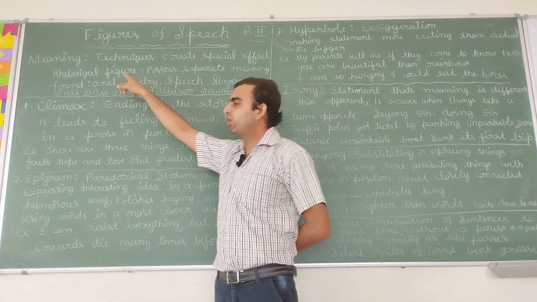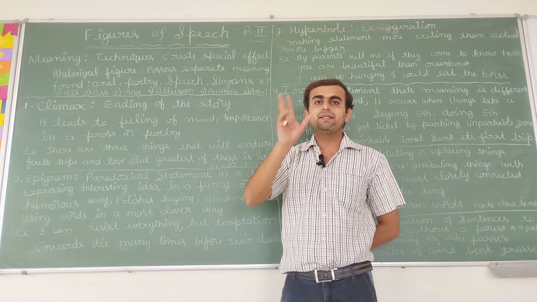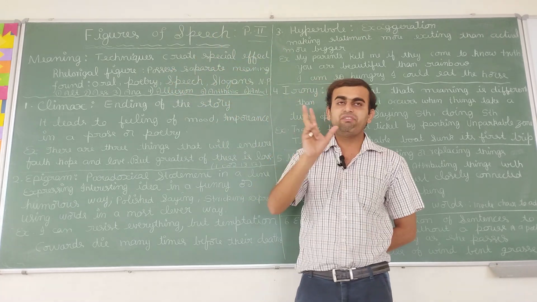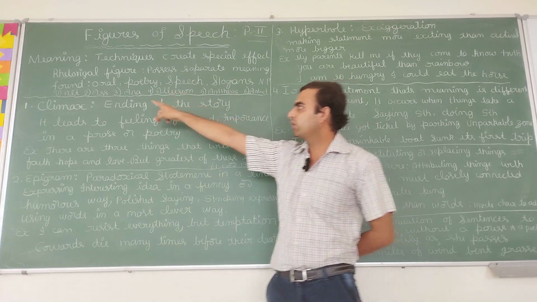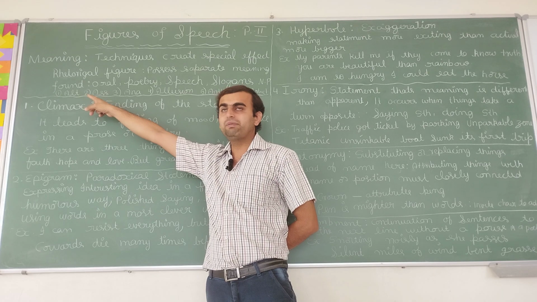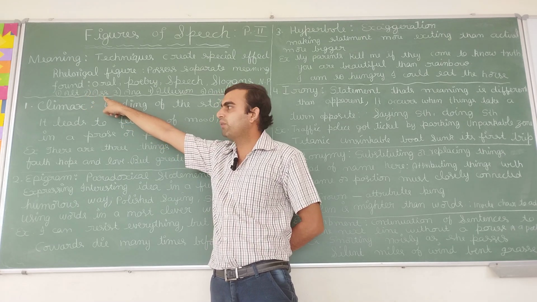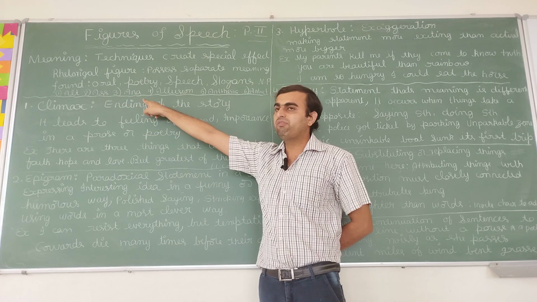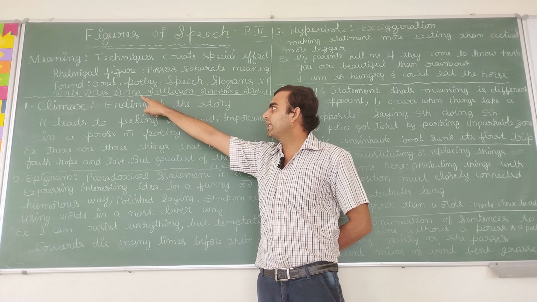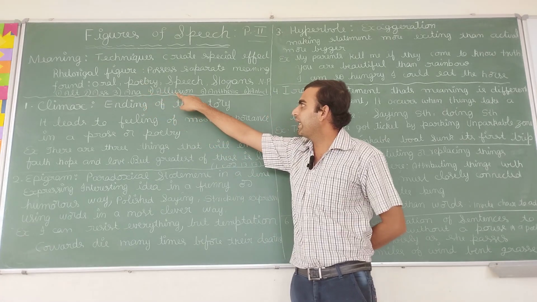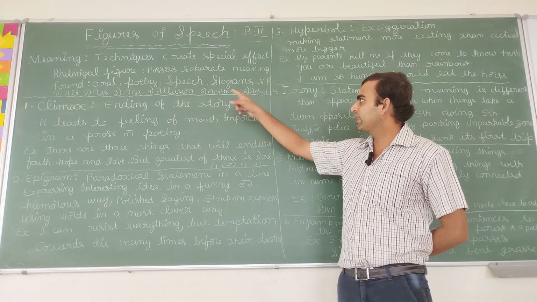In my part 1 video I taught you the meaning of figures of speech. I said they are techniques which create a special effect by taking a language beyond its literal sense. Also I taught what is alliteration, that is repetition of consonant sound. What is assonance? Assonance is repetition of vowel sound. What is anaphora? Anaphora means a repetition of a word in a poem or in a paragraph. Then allusion. Allusion means we are referring to some historical figure or some biblical references.